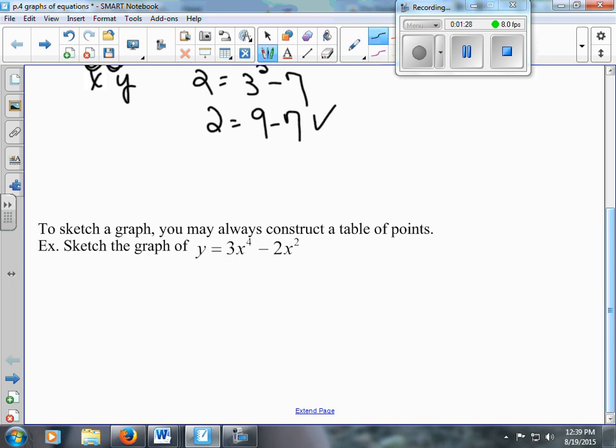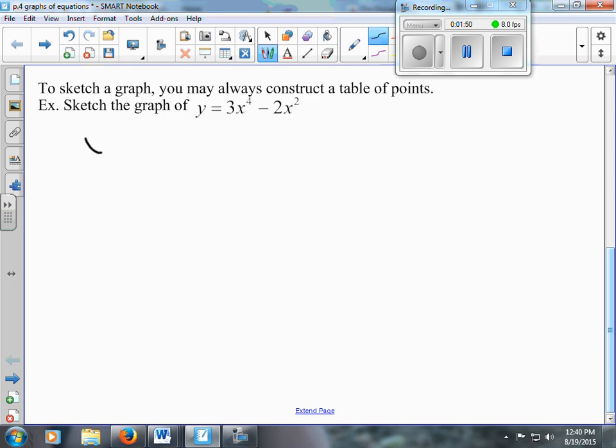But how do you make the graph from scratch? Well, you can always plot points. So you find a couple of points that are on the graph that make solutions, and then you connect the points, and that's the general shape of the graph. So here we have an example. We want to sketch the graph of y equals 3x to the 4th minus 2x squared.